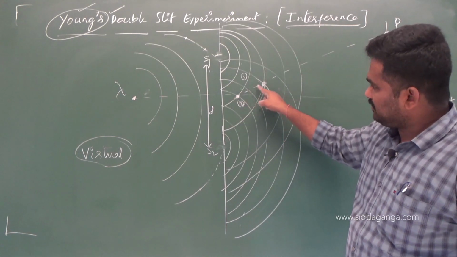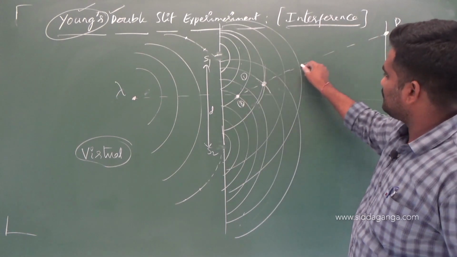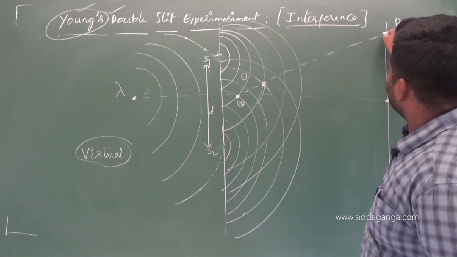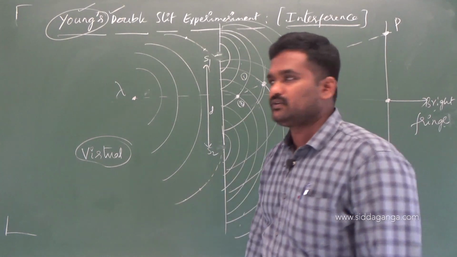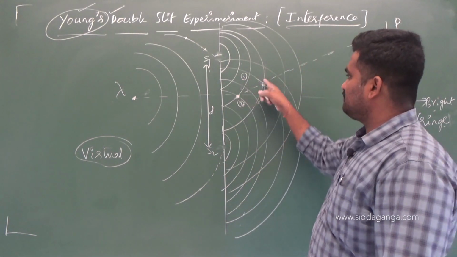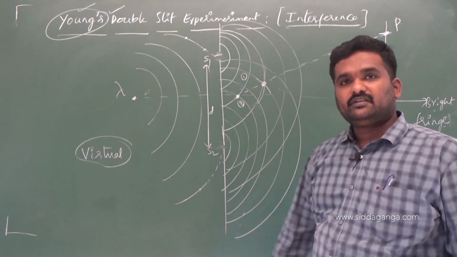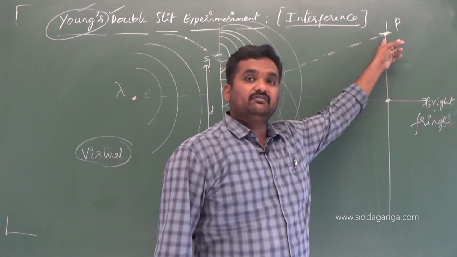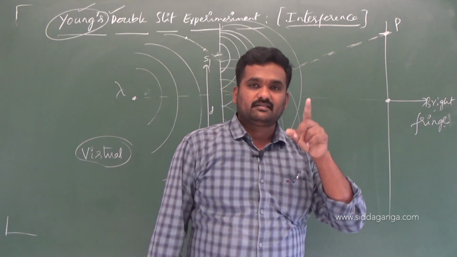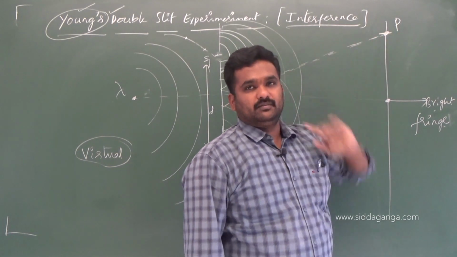All the waves which superpose with a phase difference of pi will combine like this and form a certain intensity on the screen. Can you tell me which type of intensity you are going to get if they have a phase difference of pi? All such pi's are going to interfere and form some intensity here. Which type of interference are you going to get here? If the phase difference is pi, destructive interference. Then at P, destructive interference is going to be formed.